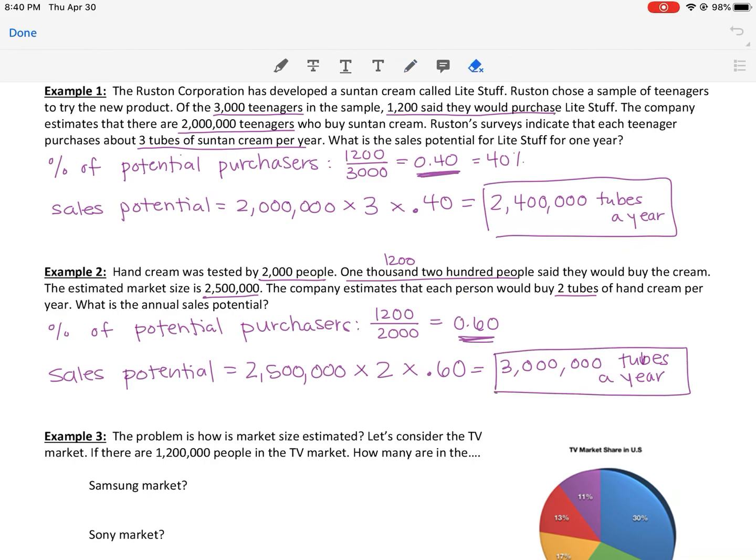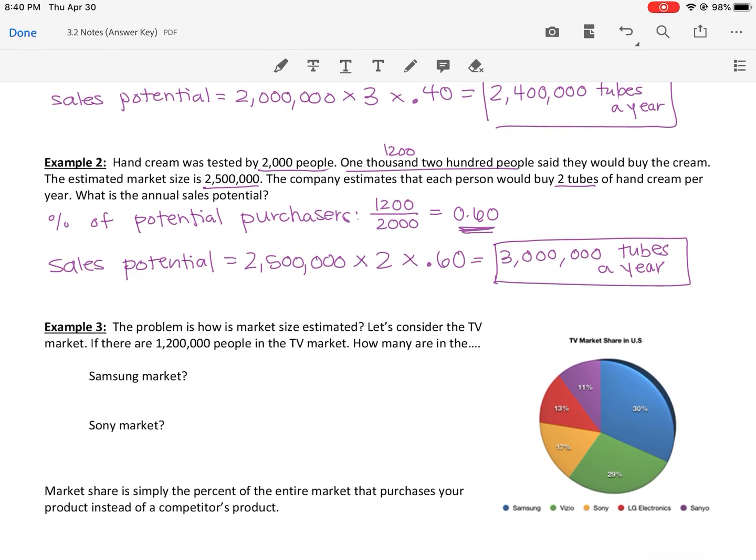Okay, so now this last one, I just thought it would be good for us to look at a different format. There are lots of different formats you'd see in marketing. This one in particular is a pie chart. So it says, the problem is, how is market size estimated? So let's consider the TV market. There are 1,200,000 people in a TV market. So therefore, how many people are there in Samsung? So in Samsung, there are 30 people, or 30%, not 30 people, sorry. 30% of the market is that.